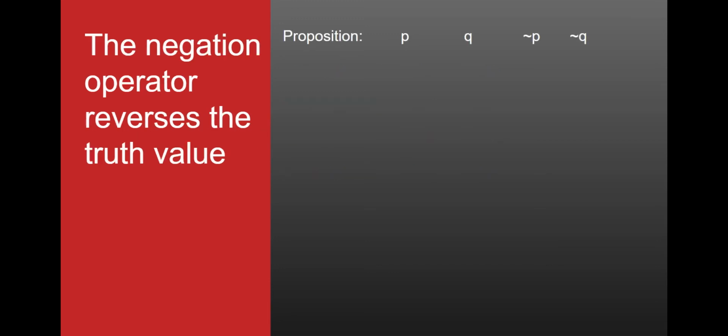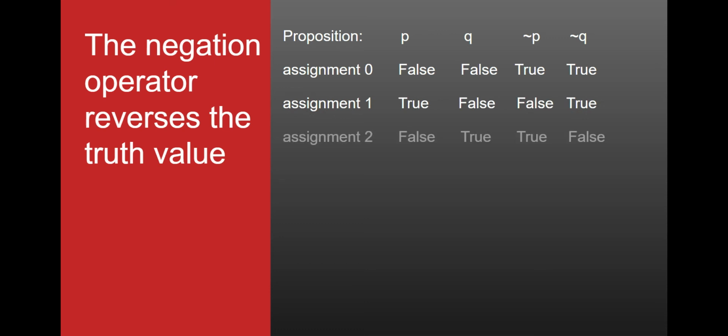The negation operator reverses the value. So if we look across this, we see P, Q, and then not P and not Q. Every time we have P false, not P is true. Every time we have Q false, not Q is true. And similarly for every other possible assignment, all the negation operator does is reverse the truth value.